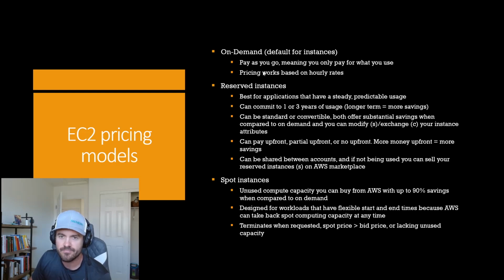Okay, so it's like 50 cents per hour, $12 per hour, whatever it is. You'll see that when you're actually going to set it up. It'll list the price there.